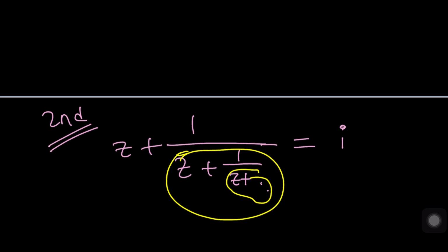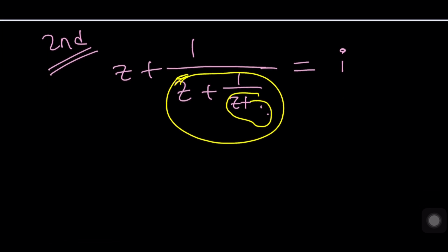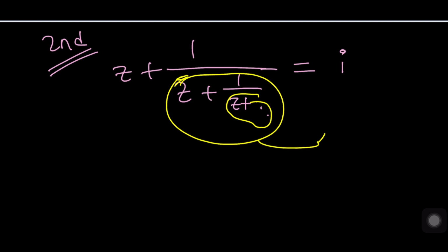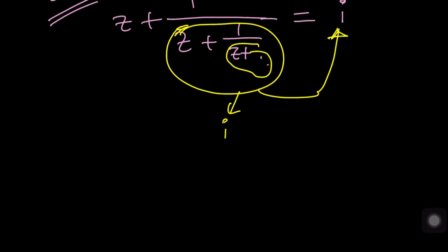Let's stick to the first one, the first bubble, the big bubble, and replace this with this because they are the same. You see that? So this is the same thing as I. In other words, we get z plus 1 over I equals I. Wow, that's really nice, isn't it? Yes, but we need to simplify a little bit.